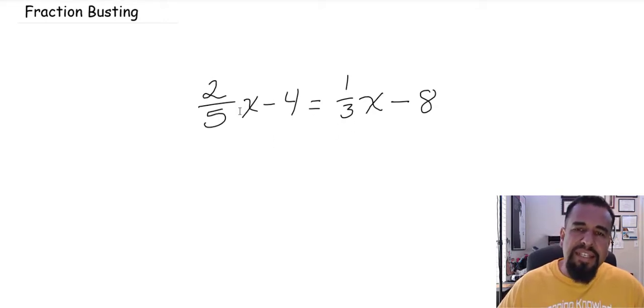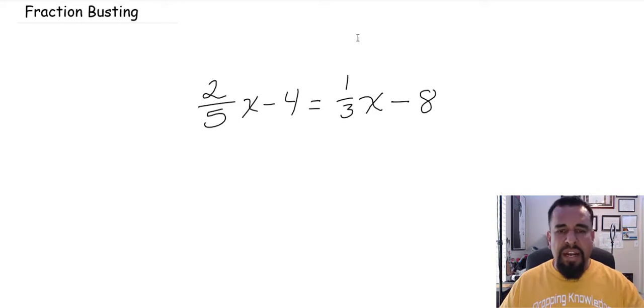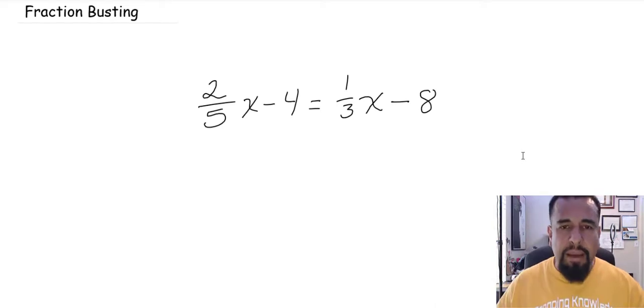Still, 3 does not go into 10 evenly. Then I look at 15. I say, 15 goes into it evenly. All right, so great. Let's use 15. Now, that's the way you can find your least common denominator.